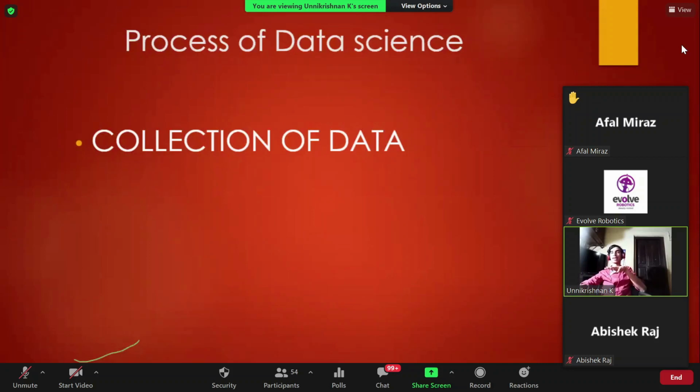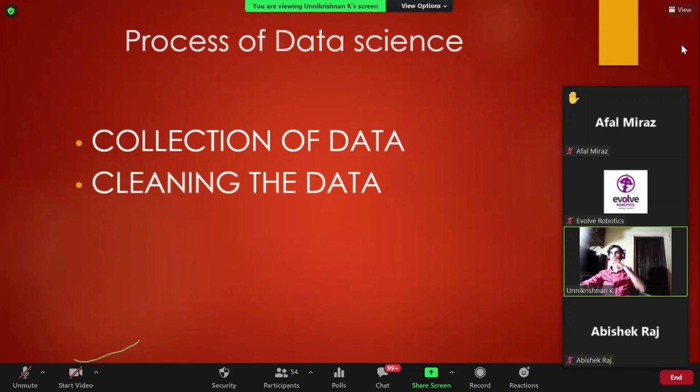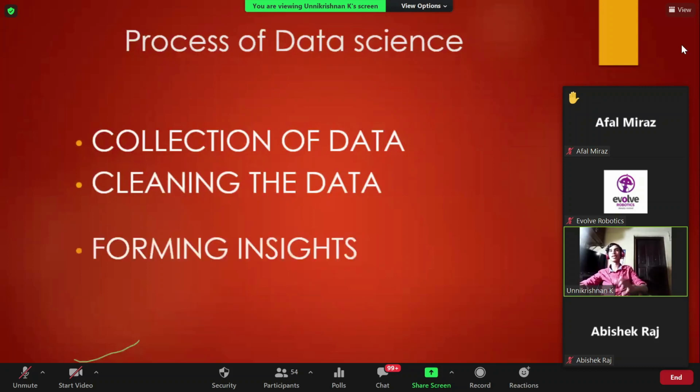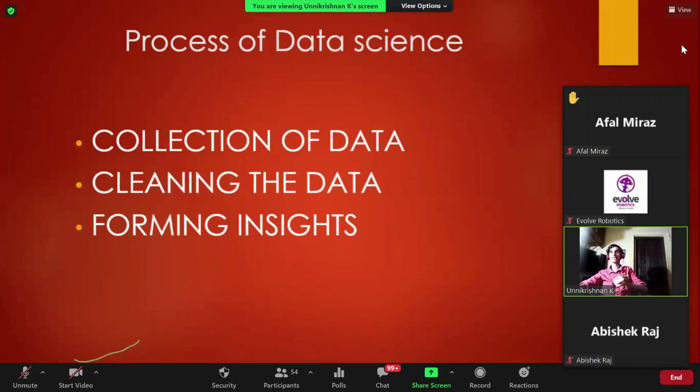We can collect data, and in the next step we clean the data. By clean, I mean eliminating the unwanted data, then arranging the data in a column and row manner, arranging it in an orderly manner. Then forming insights. This is an important step in data science that we didn't discuss in the example. I didn't discuss this step in the previous example because the example we had was a simple one. It didn't have much insights to form.